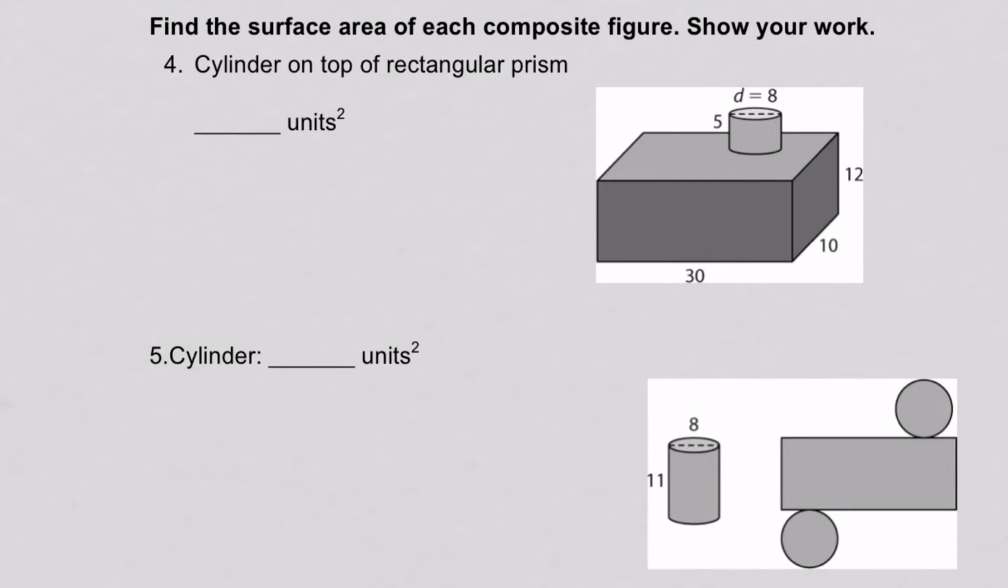Okay, let's move on to number four. It says find the surface area of each composite figure, show your work. There's a cylinder on top of a rectangular prism, as shown in this figure right here. In order to not make a mess of things, because there are so many different things to find, I'm going to make sure we use the correct terminology. I'm going to separate out my work for the rectangular prism, which I'm just going to call a prism, and the cylinder, which has different formulas, although they're very similar, right? So we're looking for the surface area.